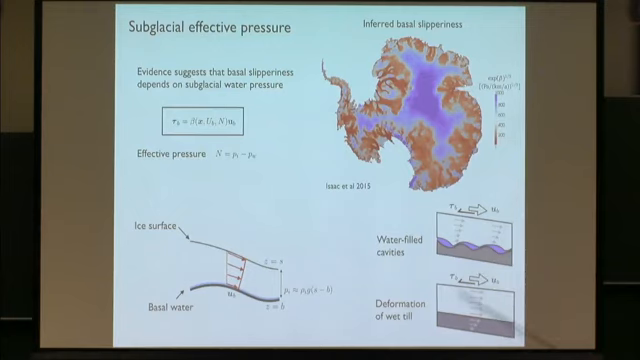The other reason is that sometimes the ice is sitting on top of a layer of sediments which is saturated with water, and the pore pressure, or the effective pressure, controls the strength of those sediments.